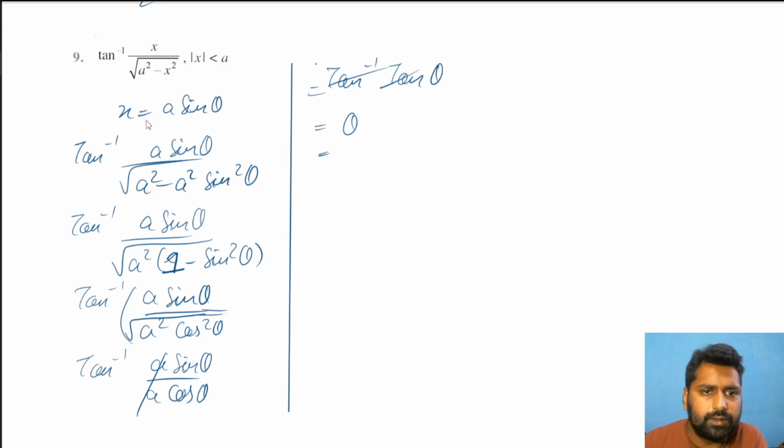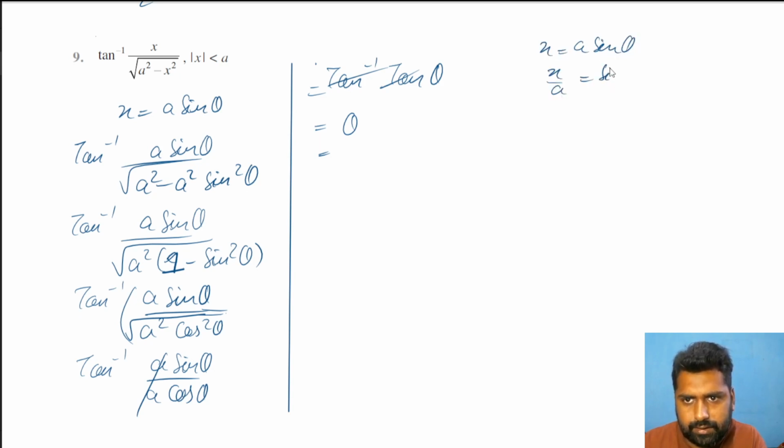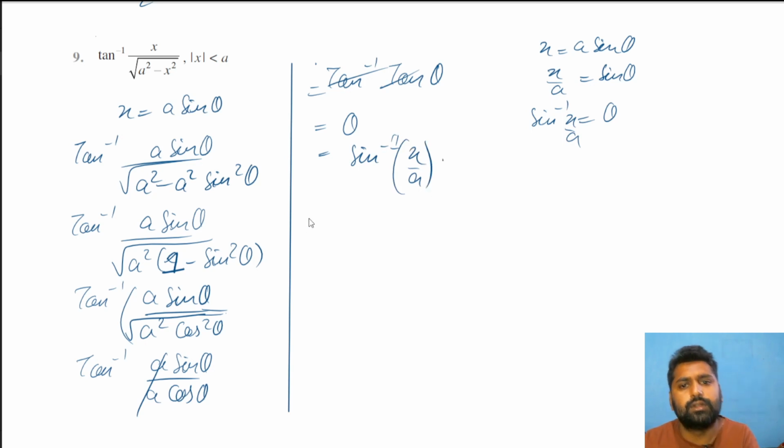So what's our theta? If x is a sine theta, x upon a is sine theta, theta is sine inverse x by a. So the answer is sine inverse x by a for this question.